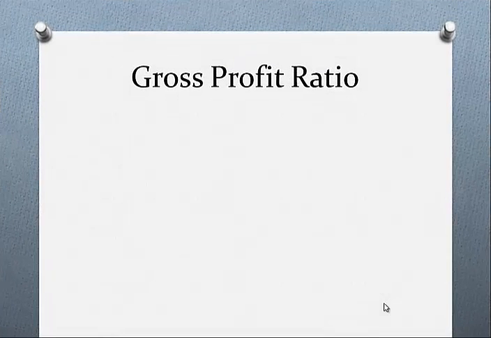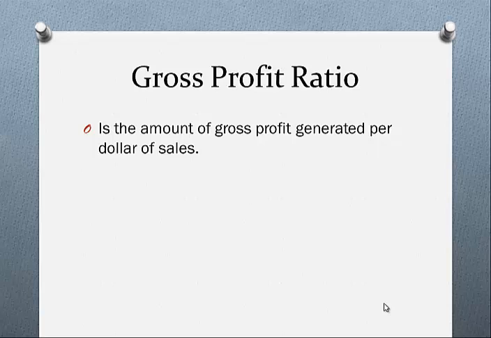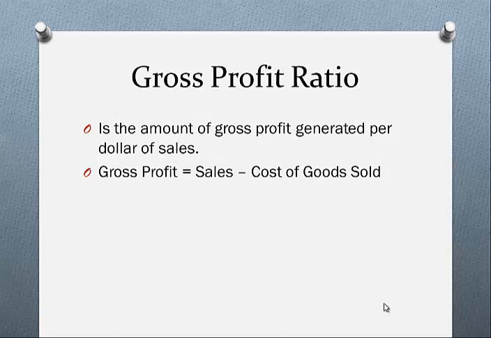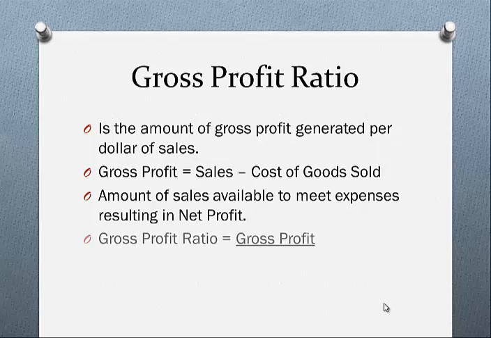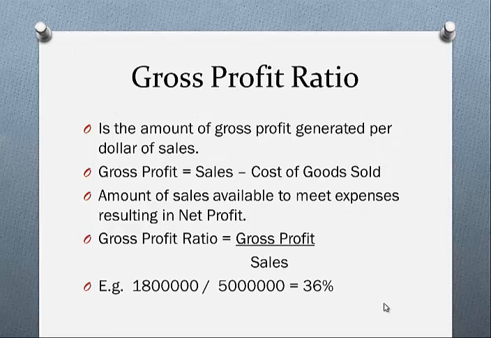Let's look at the gross profit ratio. It's the amount of gross profit generated per dollar of sales. As you saw on the income statement, it's sales less cost of goods sold, giving us our gross profit. So it's the amount of sales available to meet expenses, resulting in net profit. So that's the profit in the first instance, and then from that we take away the other expenses, then we derive our net profit. Let's have a look at the actual ratio, the formula. It's gross profit divided by sales. Fairly simple. Here's an example which I will work through with you in a moment.